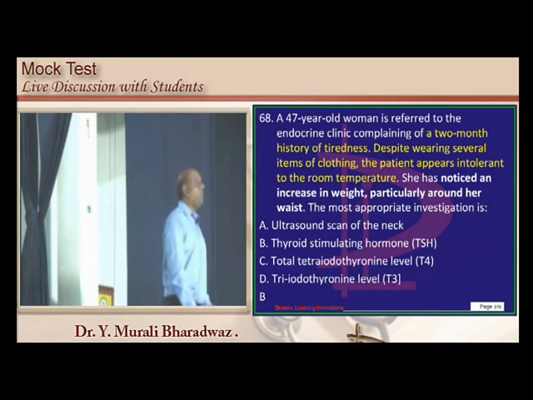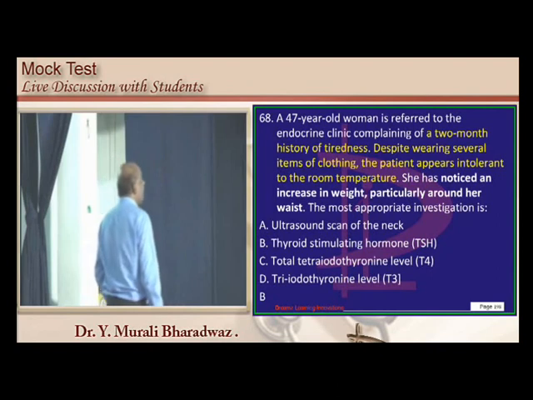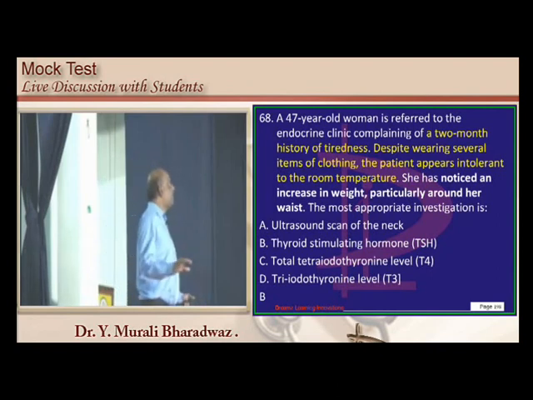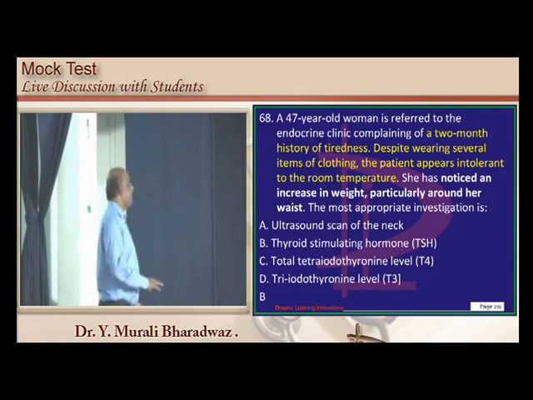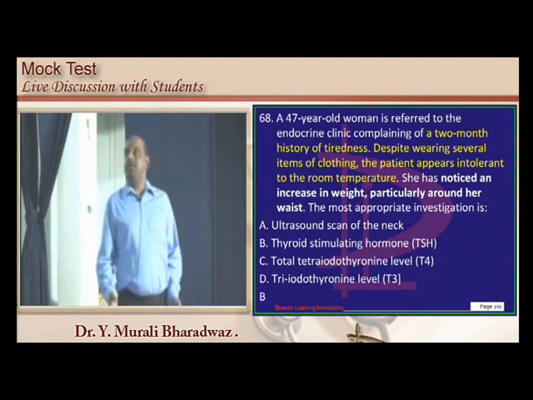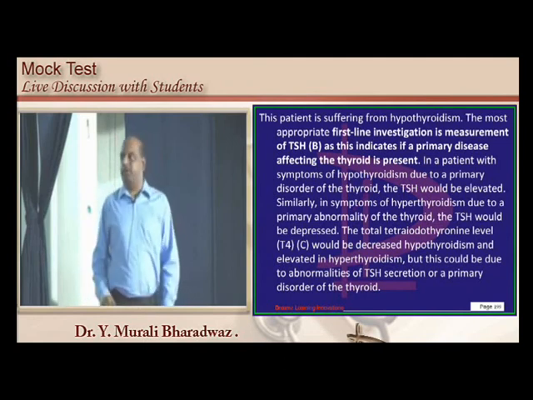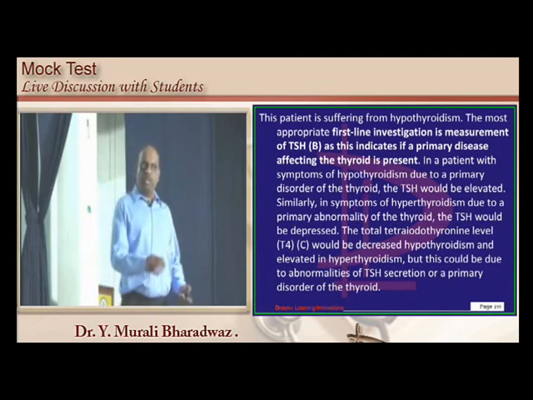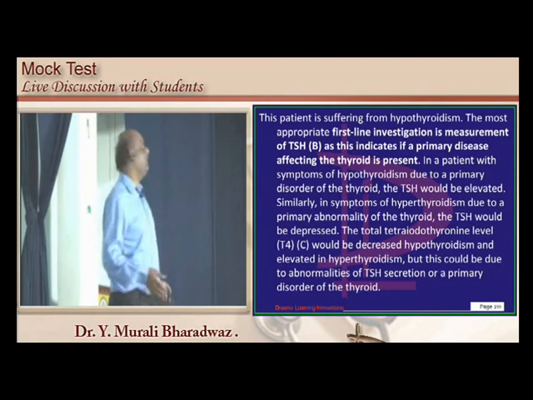Now a 47-year-old with 2 months history of tiredness, despite wearing several items of clothes, he is intolerant to the room temperature. There is an increase in the weight, particularly around the waist. Then what is your likely diagnosis, doctor? Hypothyroidism. And the best way to investigate it is TSH. And you don't expect T3, T4 to fall down. They may be within the lower limit or within the normal range, whereas TSH become elevated typically.